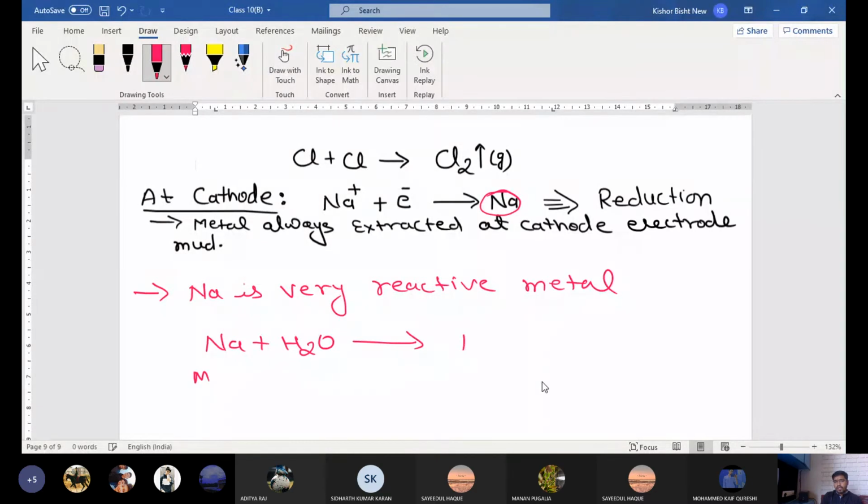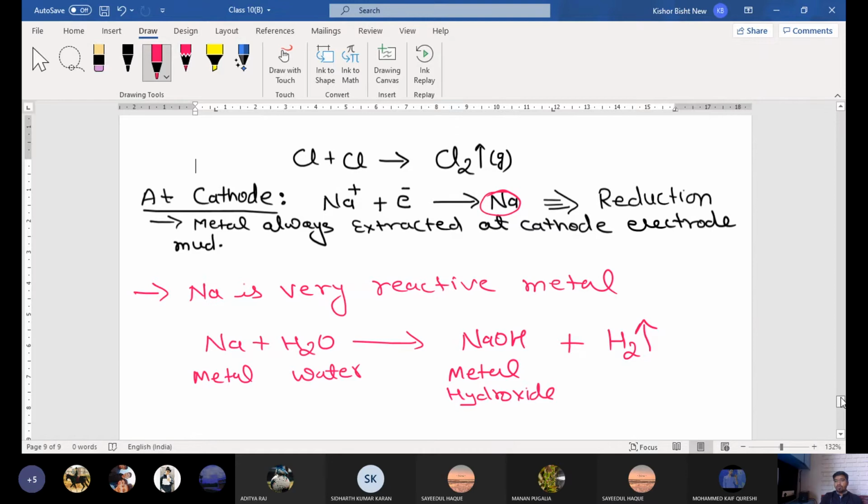Sodium reacts with the water. You know that a reactive metal reacts with water, so it will form metal hydroxide, that is NaOH, plus hydrogen gas, and it releases the hydrogen gas. Does it happen with all the metals? No, it will not happen with all the metals. Only some metals which are very reactive with water, for them this reaction will happen.